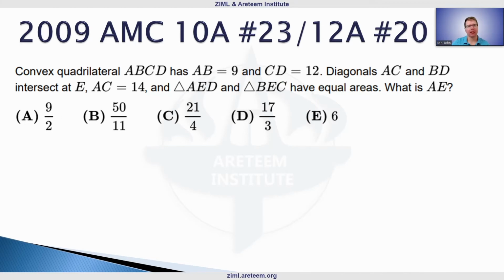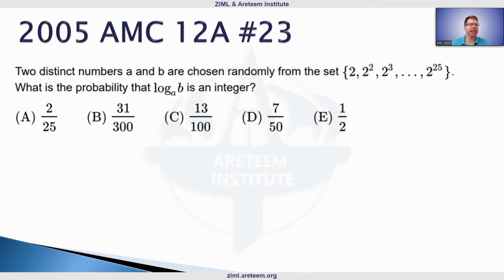So let's look at one more in this video. This is a 12A problem involving logarithms and some probability. Again, look at key pieces of information. So when we're reading this, the key note I want to make is that we have all powers of 2.